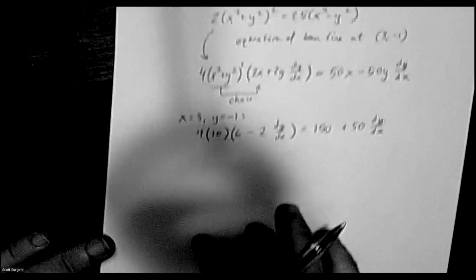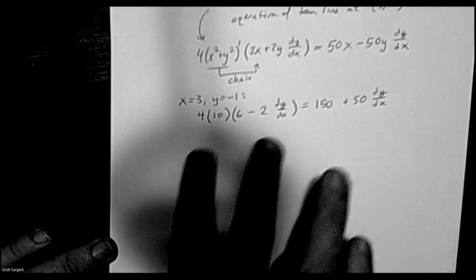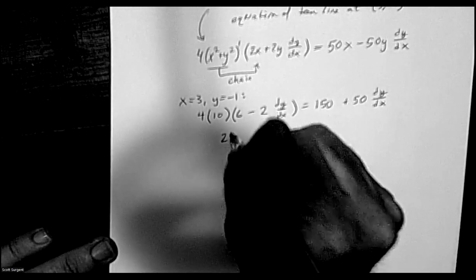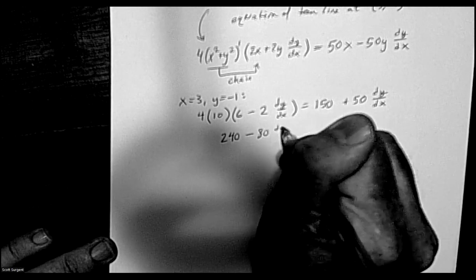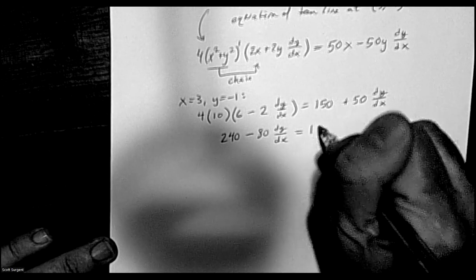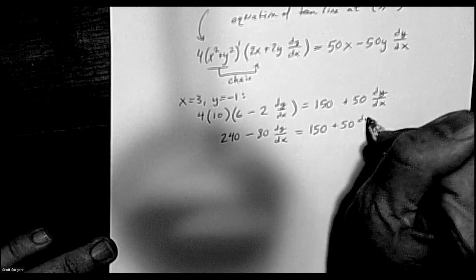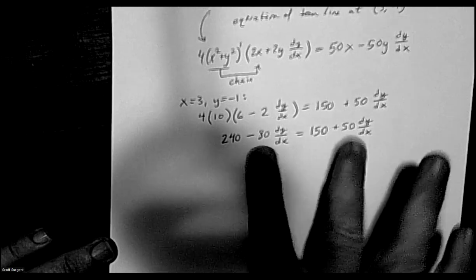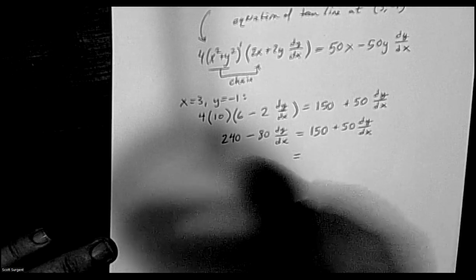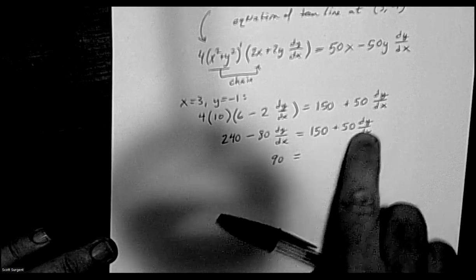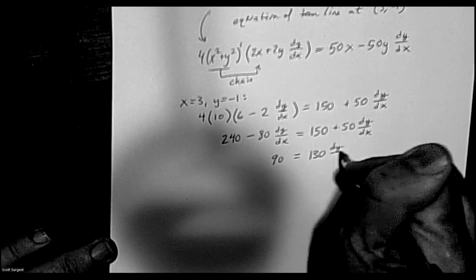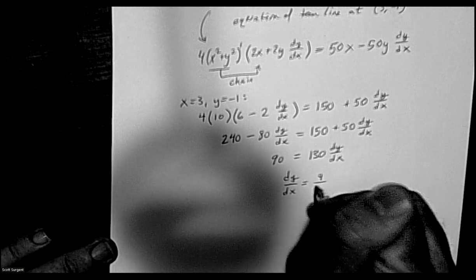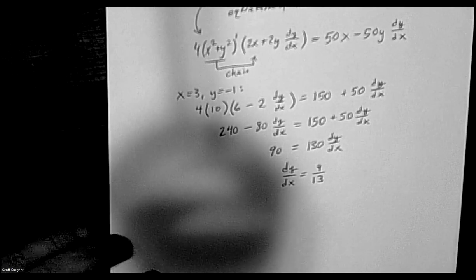We still have to solve for dy/dx, but it's not as nasty looking because I can actually clean this up a little more. That's going to be 40. And then when I multiply it through, that's going to be 240, take away 80 dy/dx. And then here I have 150 plus 50 dy/dx. Now it's easy to solve. I'll bring the dy/dx to the right side. I'll take out 150, I get 90. Add 80, I get 130. And I get dy/dx is 90 over 130, which is 9 over 13. That's the slope. Okay.